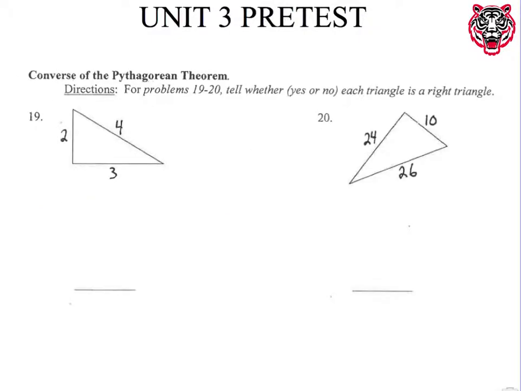Number 19. So this is a yes or no, is it a right triangle? All right, this is again the converse of Pythagorean theorem, so I have to do 2 squared plus 3 squared equals 4 squared. If both sides are equal, it is a right triangle. 4 plus 9 equals 16. I think this was the same problem from a previous problem too. So this is 13 is equal to 16. That is a no. Those are not the same.